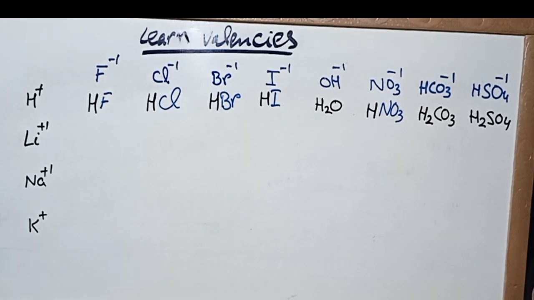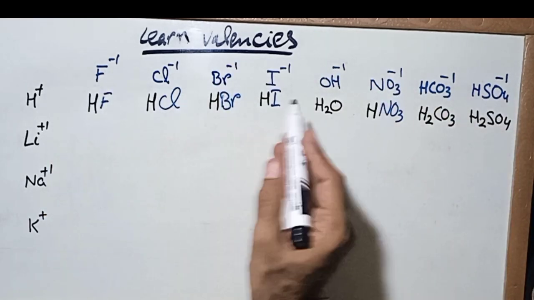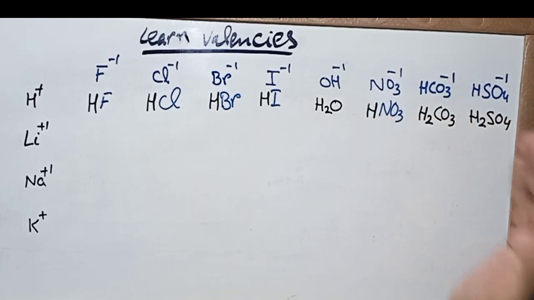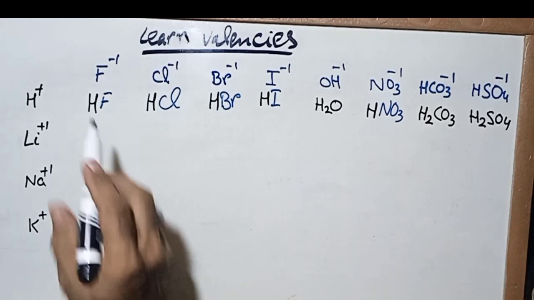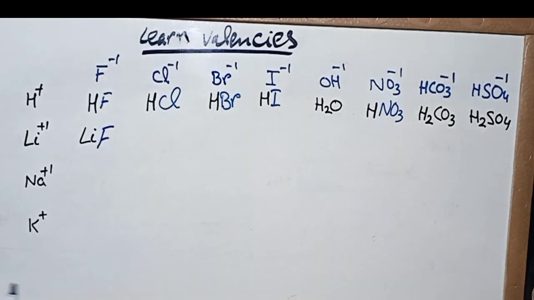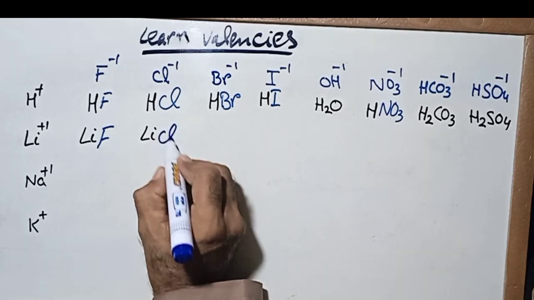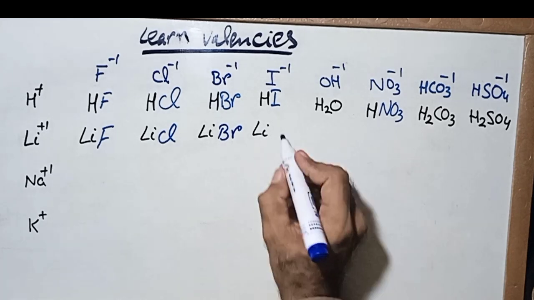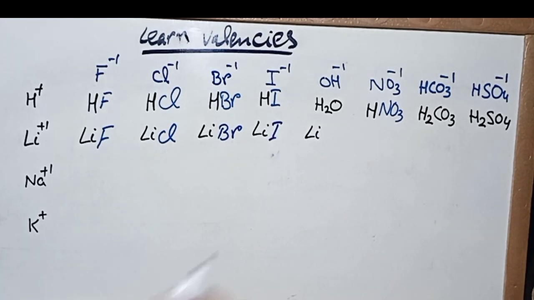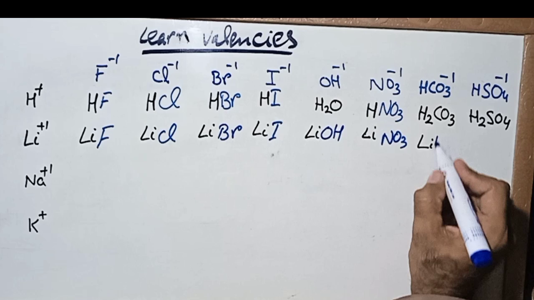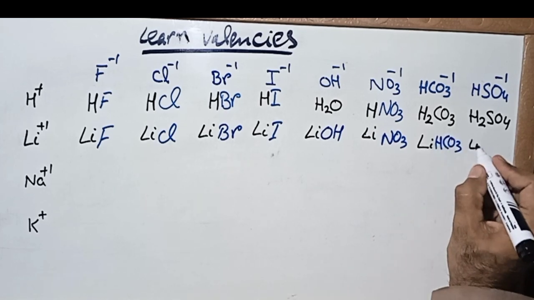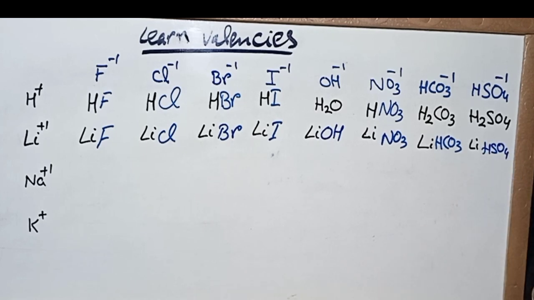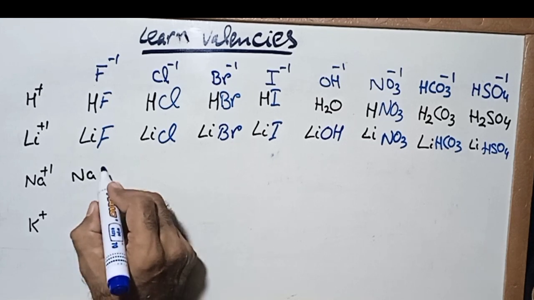Okay students, now come to the next line. Lithium will start combining with all these: fluoride, chloride, bromide, iodide, hydroxide, nitrate, hydrogen carbonate and hydrogen sulfate, or bicarbonate and bisulfate. Lithium fluoride, lithium chloride, lithium bromide, lithium iodide, lithium hydroxide, lithium nitrate, lithium bicarbonate and lithium bisulfate, HSO4.